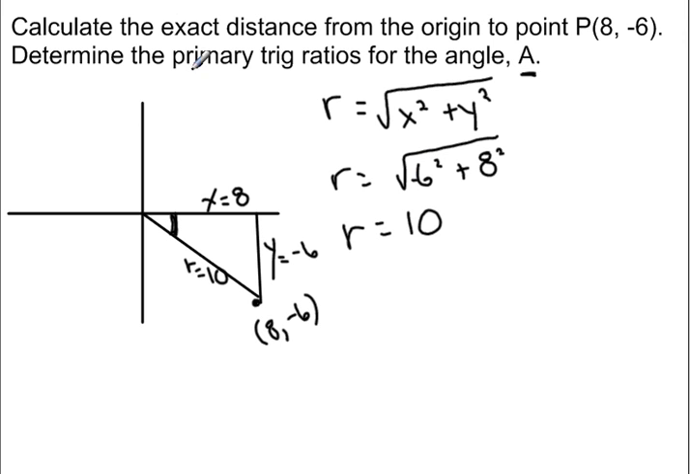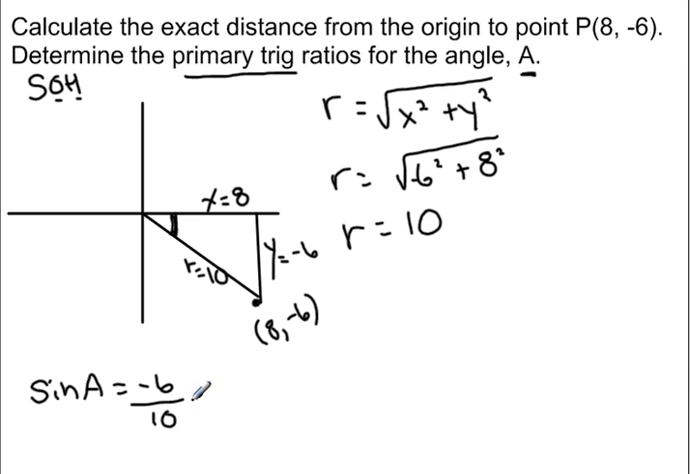Okay, the second part of the question is determine the primary trig ratios. So that's sine, cosine, and tan. So remember sine, SOHCAHTOA, is opposite over hypotenuse. So sine of our angle A, in this case, is our opposite side, negative 6, over the hypotenuse, 10. If you can reduce the ratio, then you should. So negative 6 over 10, we can reduce that to negative 3 over 5.